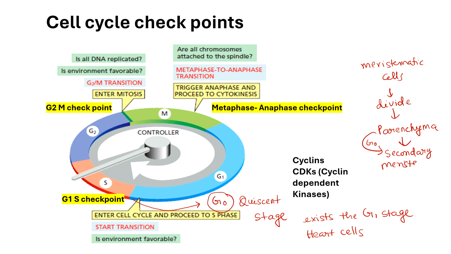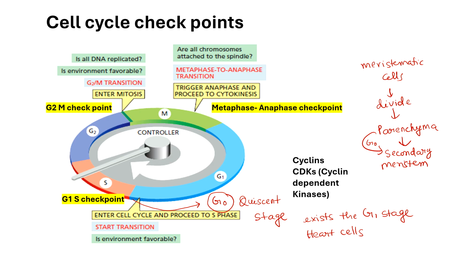About the G0 phase or the quiescent stage, we should remember that the cell becomes temporarily inactive or does not divide, but it can be called back again to the cell cycle and lead to further cell division. The cell exits which stage of the cell cycle? It exits the G1 stage. That is, it does not pass the G1S checkpoint, but it can always be called back to the cell cycle. Examples are heart cells and the meristematic cells which form the secondary meristem.